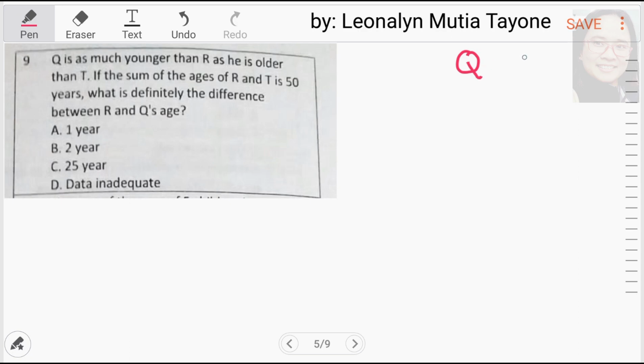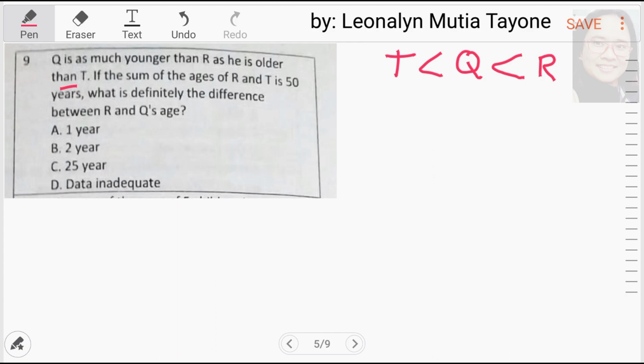Q is much younger than R as he is older than T. Sino ba ang older than T? Si Q pa rin. As he is older than T. So, older daw si Q kay T. So, ganito yan. Q is much younger than R as he is older than T.